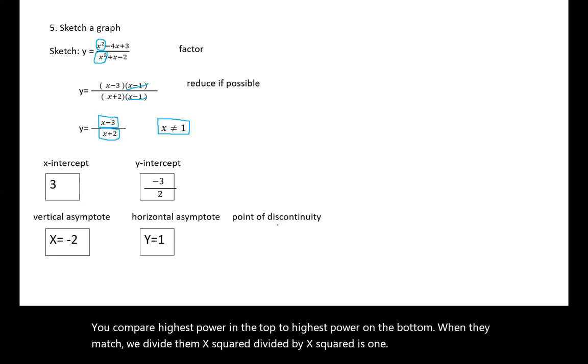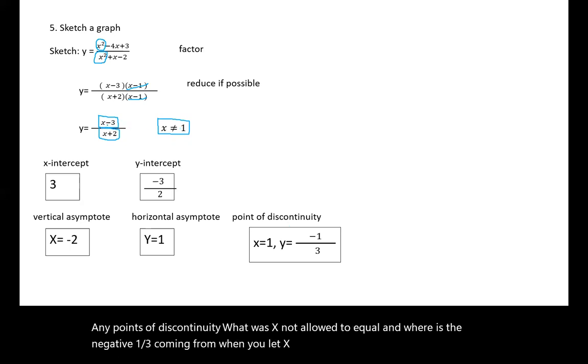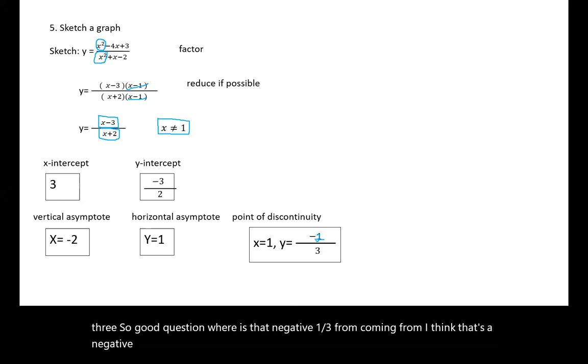Any points of discontinuity? What was x not allowed to equal? And where is the -1/3 coming from? When you let x equal 1, I'm getting -2/3. So good question, where is that -1/3 coming from? I think that's a -2/3. Can't really read that, but we'll fix that.